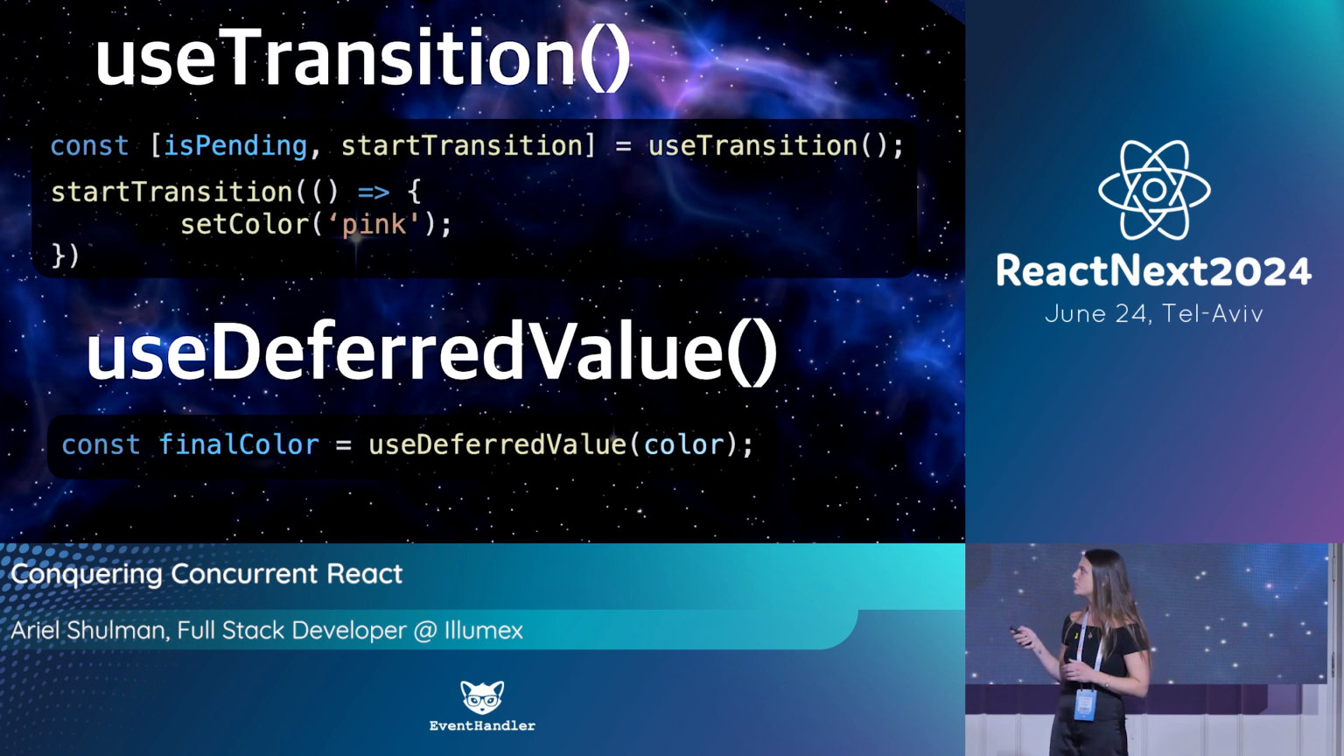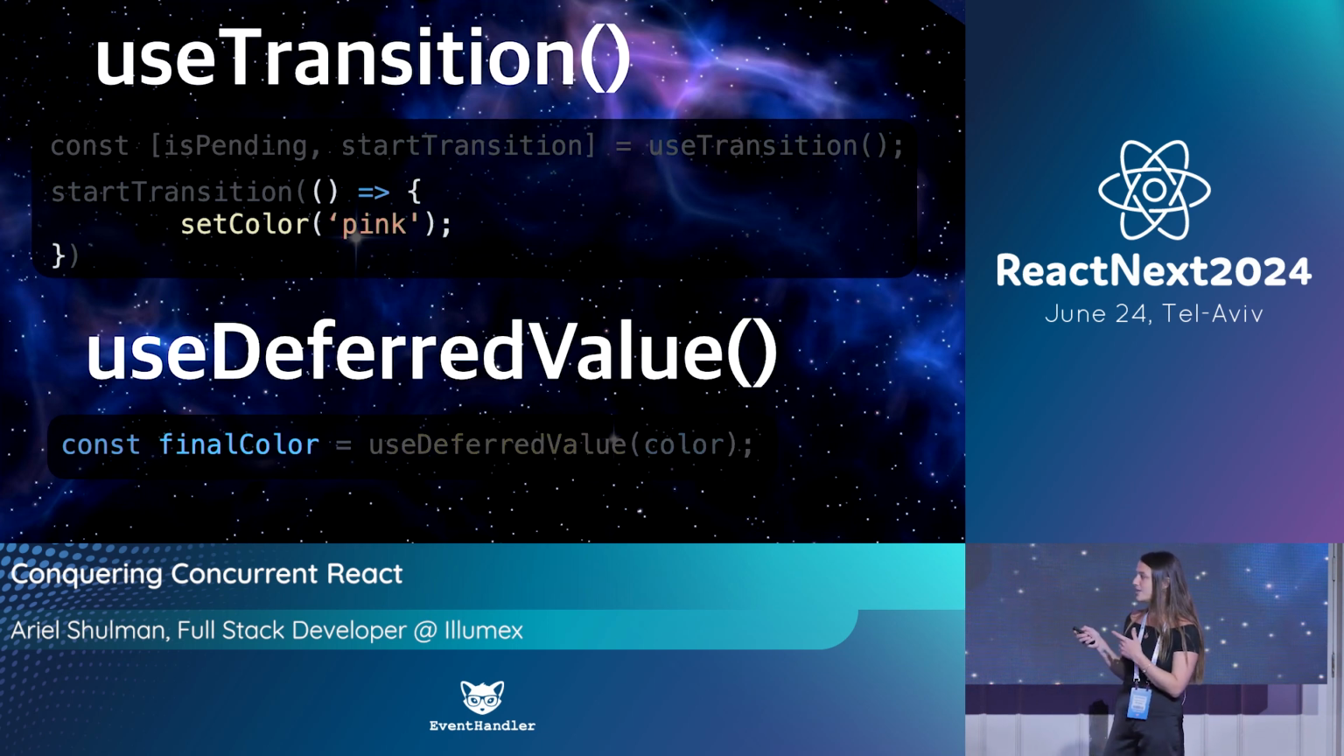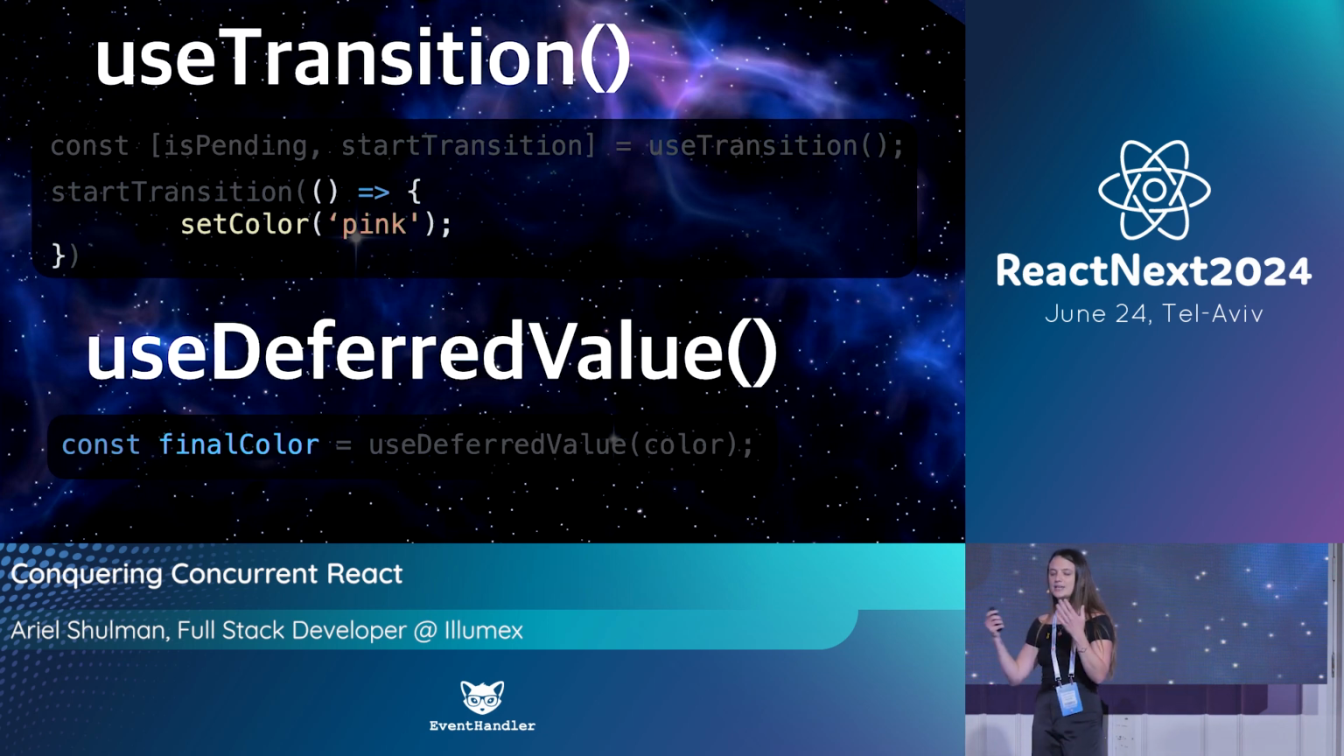And what's the difference between them? Well, it kind of depends. In useTransition, we would want to set the color in the background. With useDeferredValue, we would want any updates that are dependent on color to happen in the background. Now, I'm saying in the background, but I didn't explain what that means.